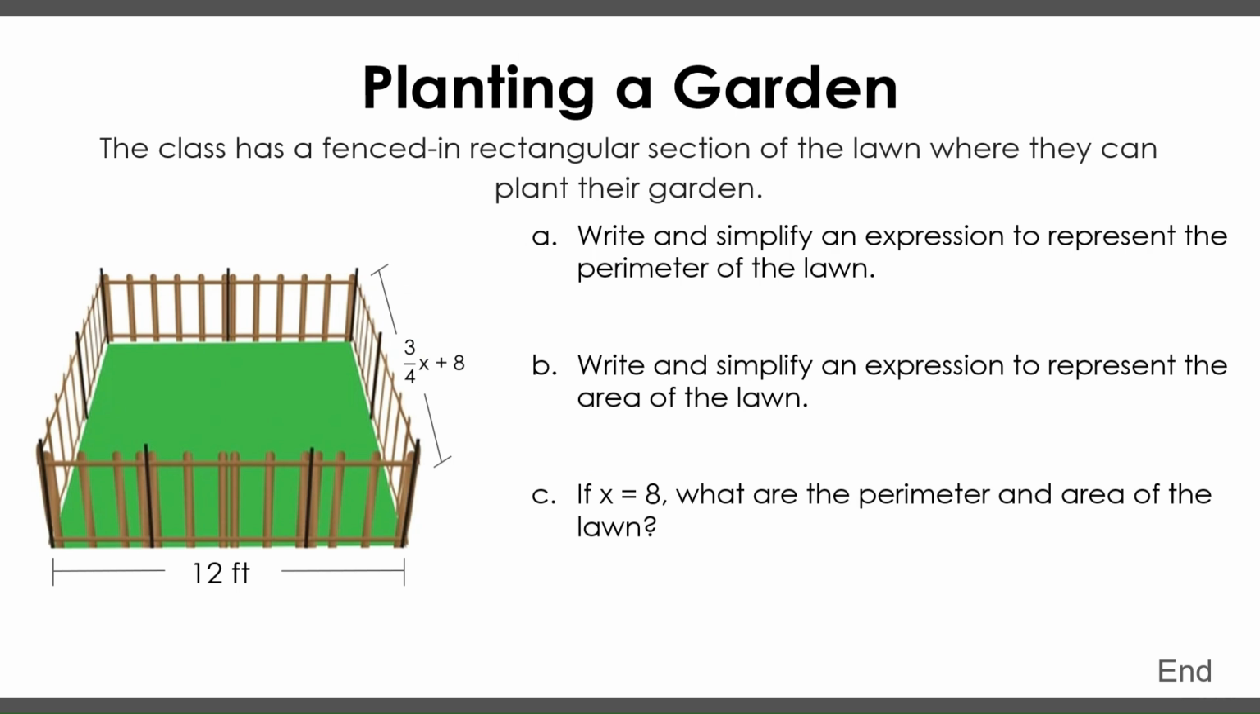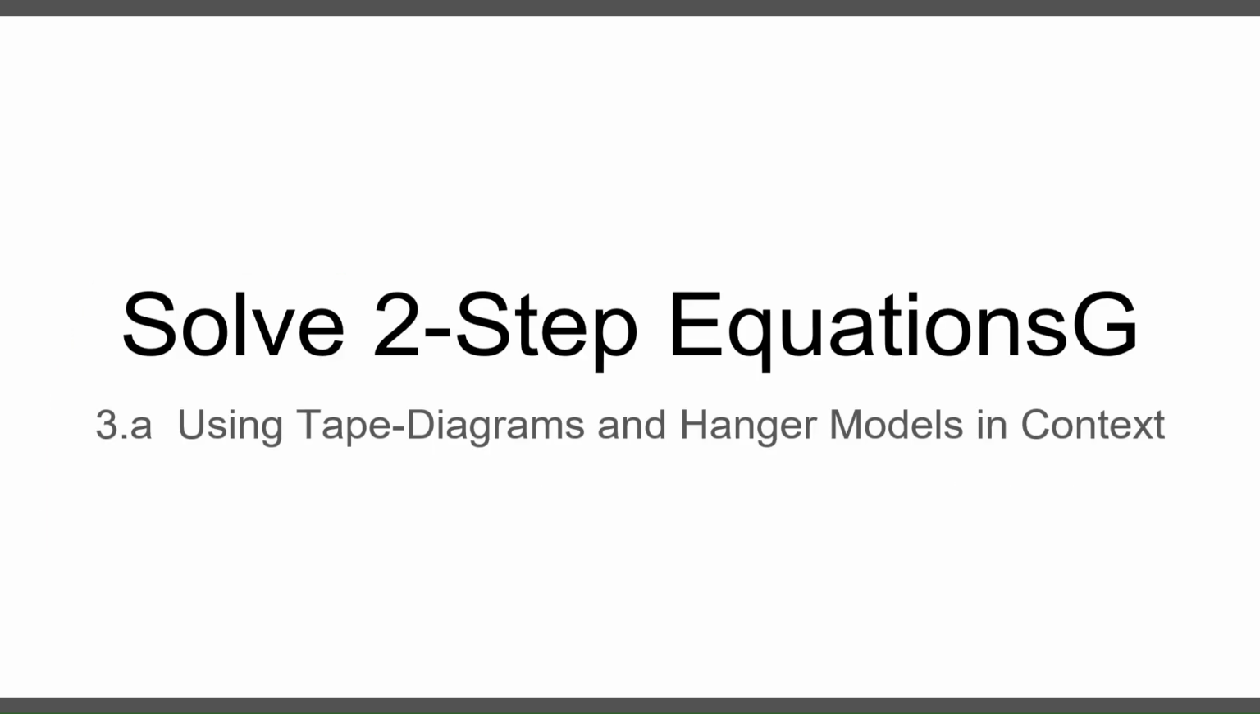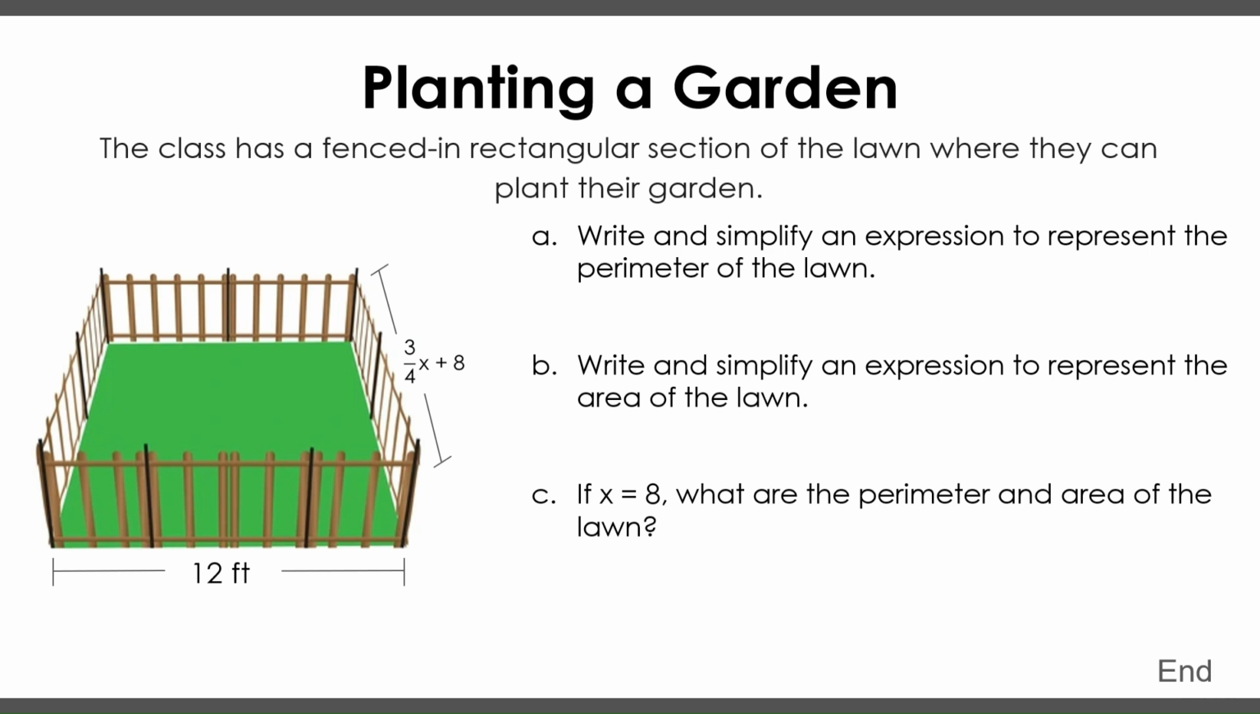Here we're looking at a garden that we're going to plant. The class has a fenced-in rectangular section of the lawn where they can plant the garden. We have to read very carefully in context. Write and simplify an expression to represent the perimeter of the lawn. So we're looking at the perimeter of the lawn.